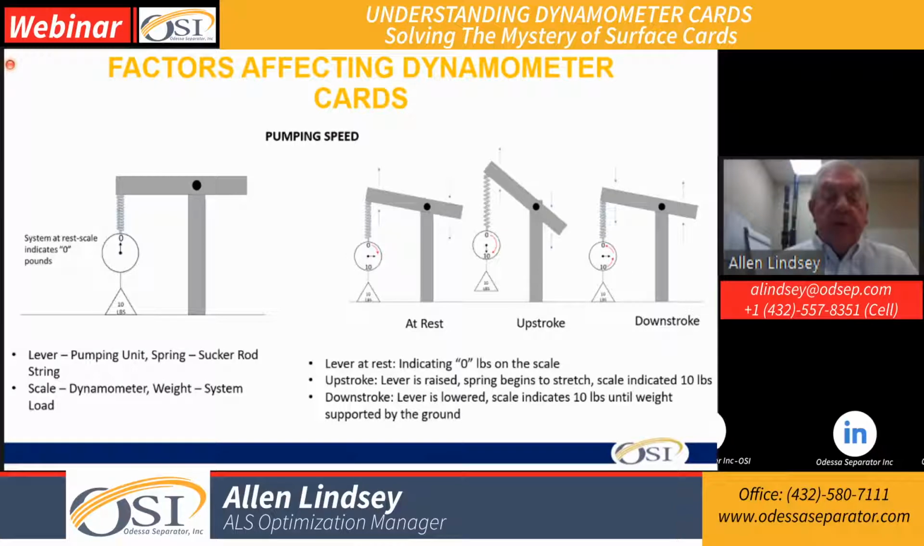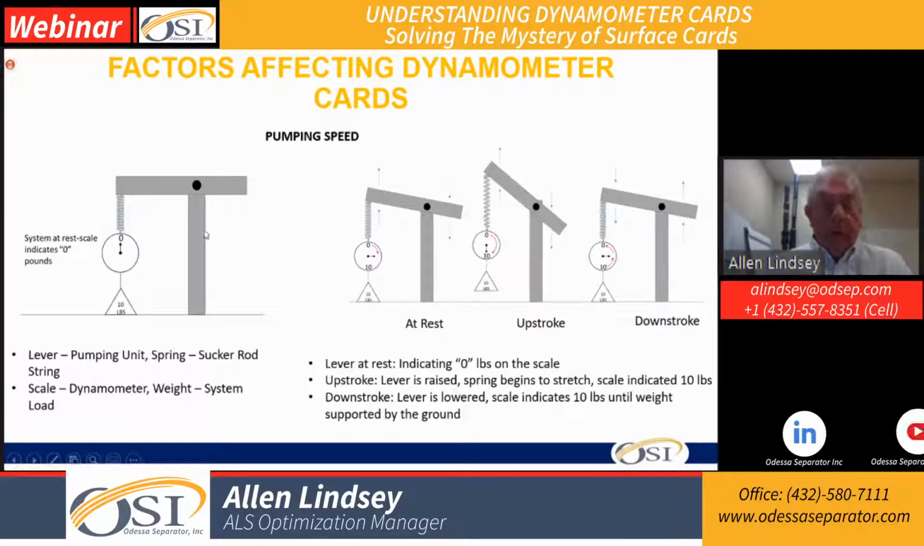we will use a simple lever system with a spring, a scale, and a 10-pound weight. The lever system represents the pumping unit. The spring represents the rod string. The scale represents a dynamometer, and the 10-pound load represents the system load.